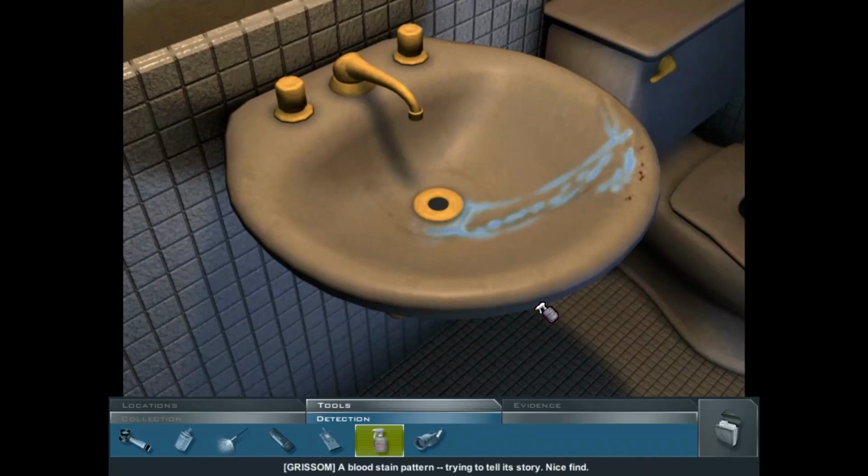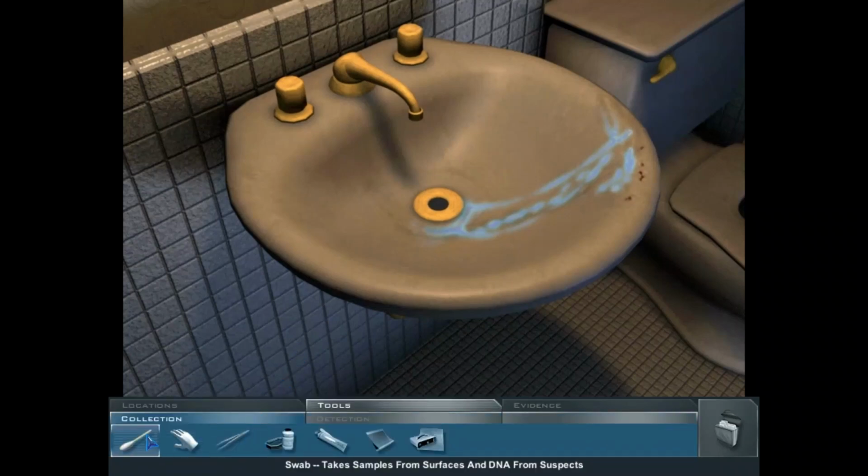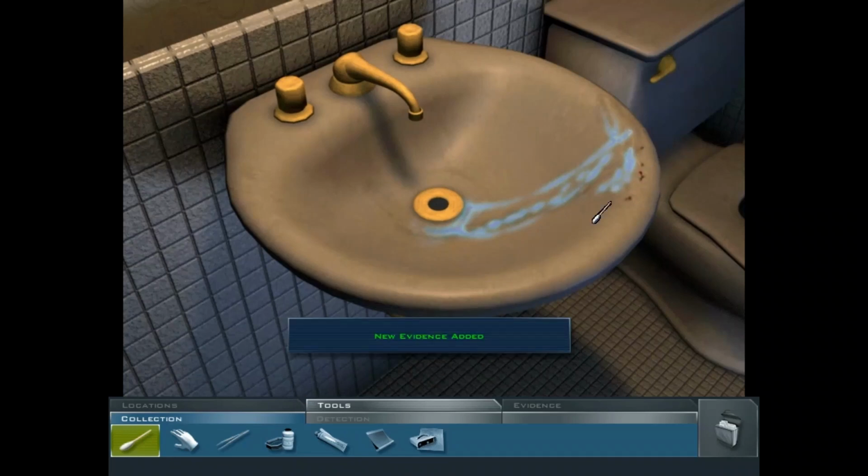A bloodstain pattern, trying to tell its story. Nice find. If there was a struggle here, then why no obvious blood on the Vic? We should swab it. We should definitely have Greg take a look at this in the lab.